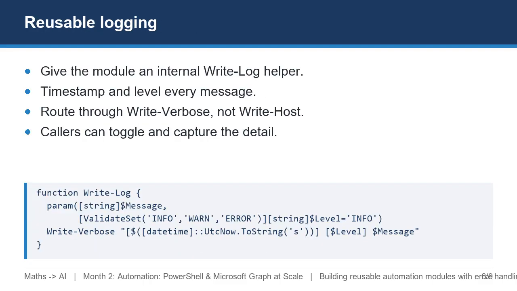Give your module one internal logging function that every public function uses. Timestamp and level each message, and route it through Write-Verbose rather than Write-Host. Why? Because a module is consumed by other scripts and runbooks where there may be no screen at all. Write-Host writes straight to a host and cannot be captured or toggled, but Write-Verbose lets callers switch detail on with -Verbose and redirect or persist the log. Controllable output is the whole point.